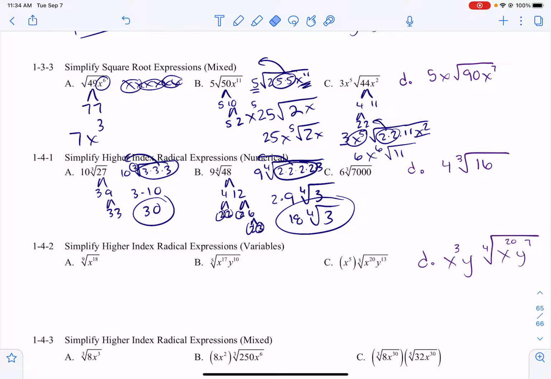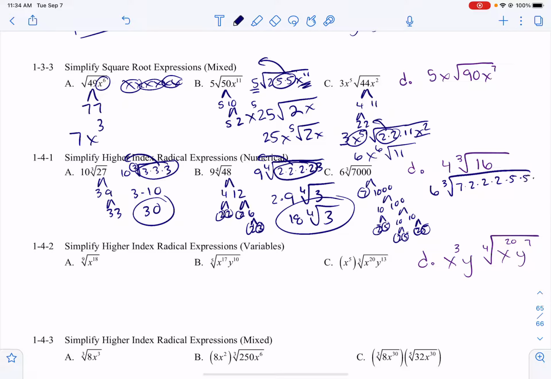So let's break 7,000 down into 7 times 1,000, which is just 10 times 100, which is just 2 times 5, and 100 is 10 times 10, which is 2 times 5, and 2 times 5. So this one has a lot of factors that I need to rewrite. So 6 cube roots of, I've got a 7, and I've got 1, 2, 3 2s, and 1, 2, 3 5s, and I'm looking for groups of 3.